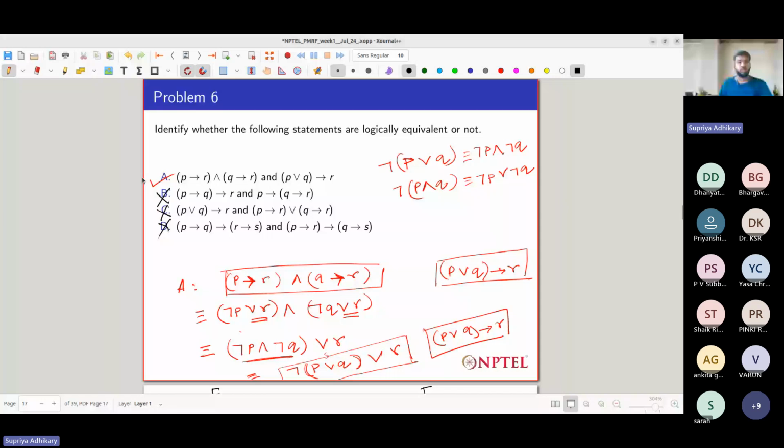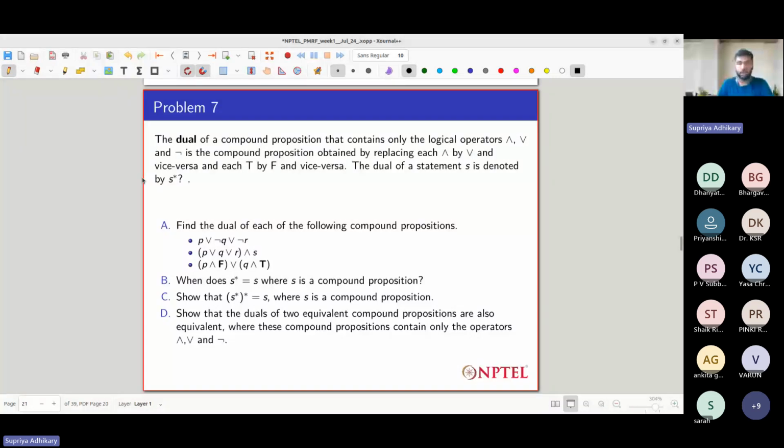So let's go to problem 7. Problem 7 starts with the dual of a compound proposition. So what is the dual? The definition of dual. Suppose we have a compound proposition like this.